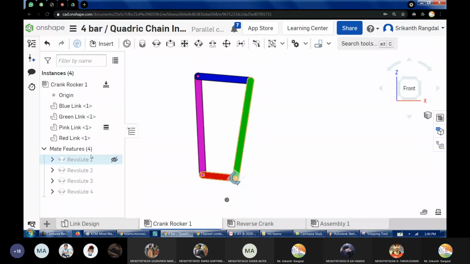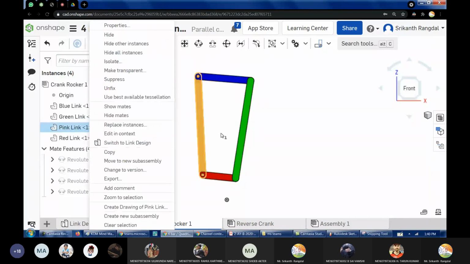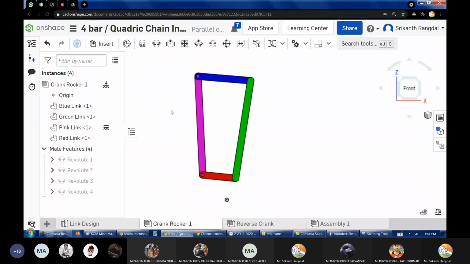So this mechanism with the pink link fixed is called an inversion of the previous mechanism where the green link was fixed. Both the inversions will have the same dimensions of the links, but instead of fixing one link, we'll be fixing another link. That is what gives us a different inversion.